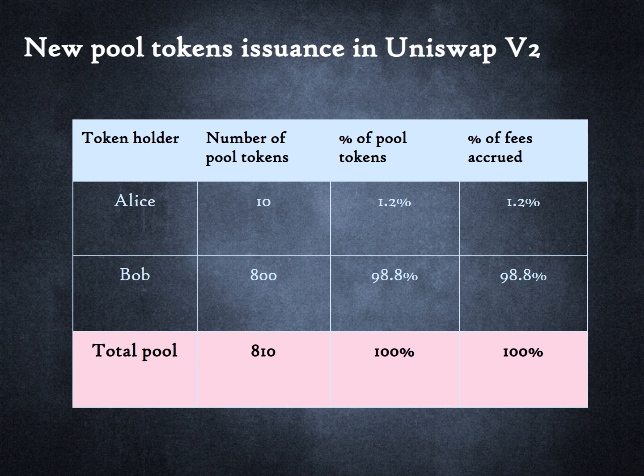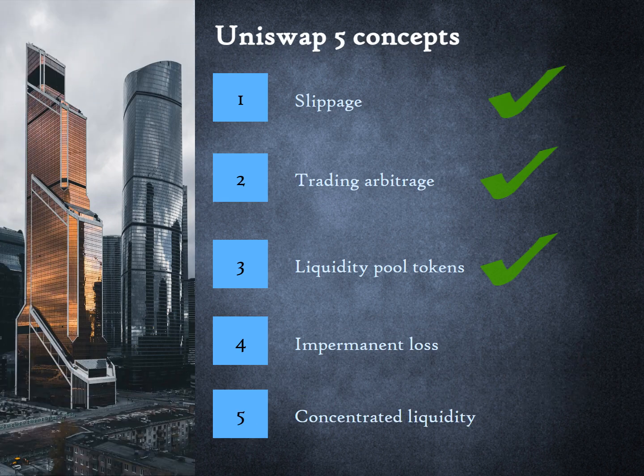In case Alice or Bob want to withdraw their reserves from the pool, the percentage of the global reserves they can withdraw is the percentage of global pool tokens they have at any point of time. We will revisit the concept of pool tokens shortly.